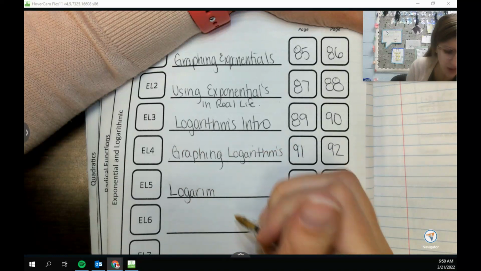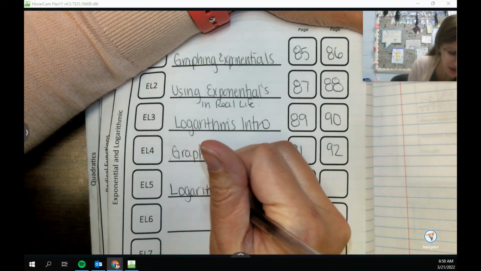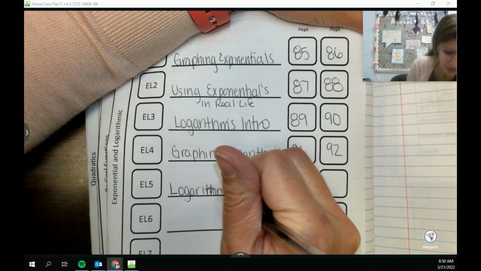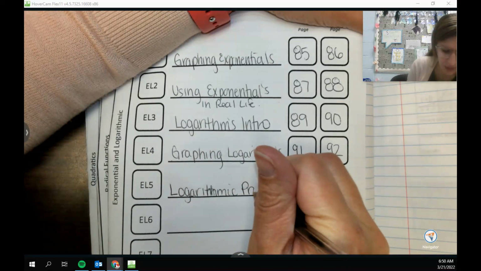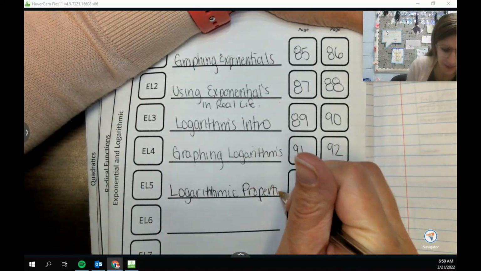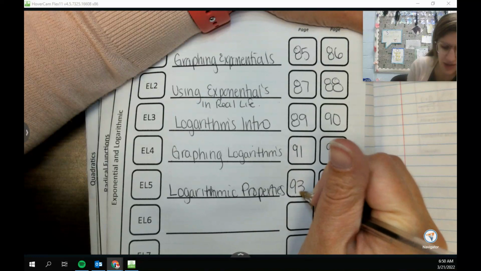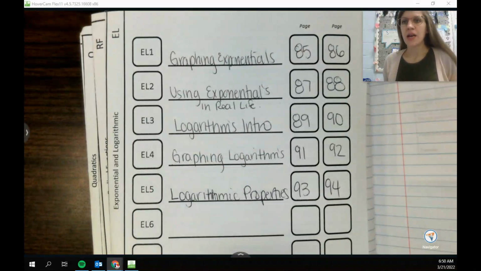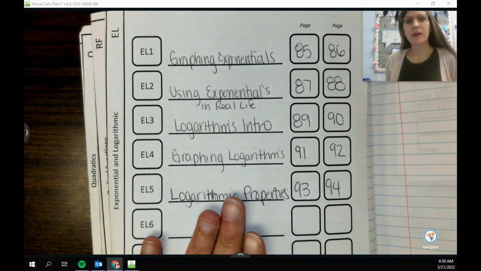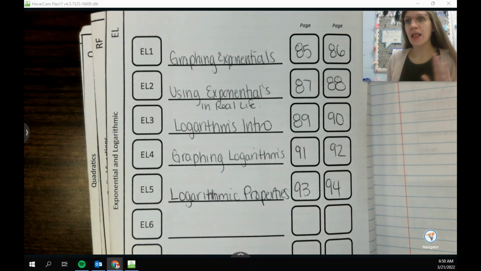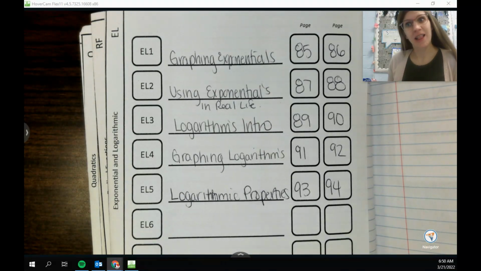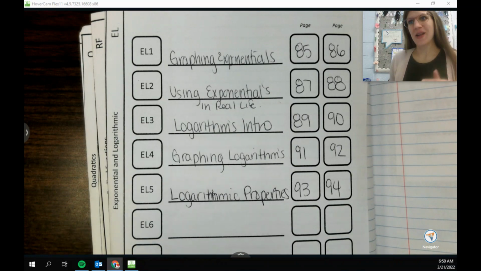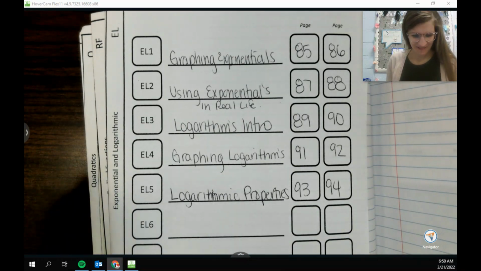Logarithmic properties. We're doing that on 93 and 94. I'm probably going to make this into 2 videos where we talk about some straightforward logarithmic properties in the first one, and then in the second one, more logarithmic properties that will help us when we actually do get to solving in the 3rd video from now. All right, here we go.